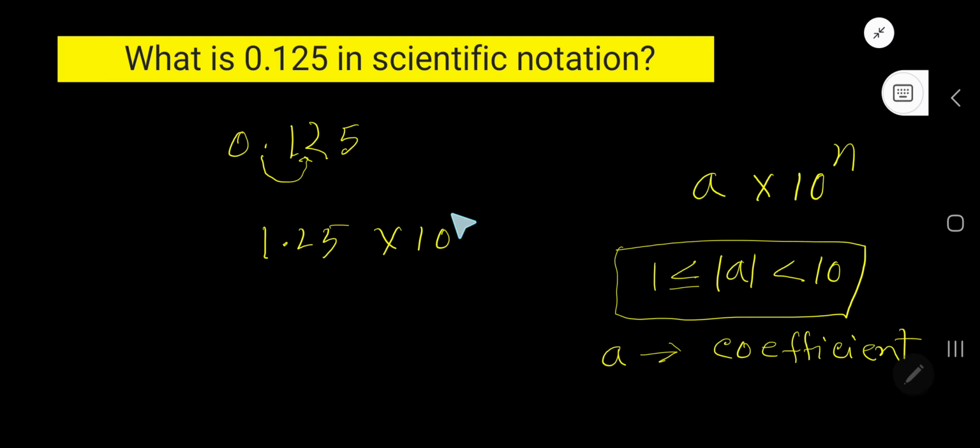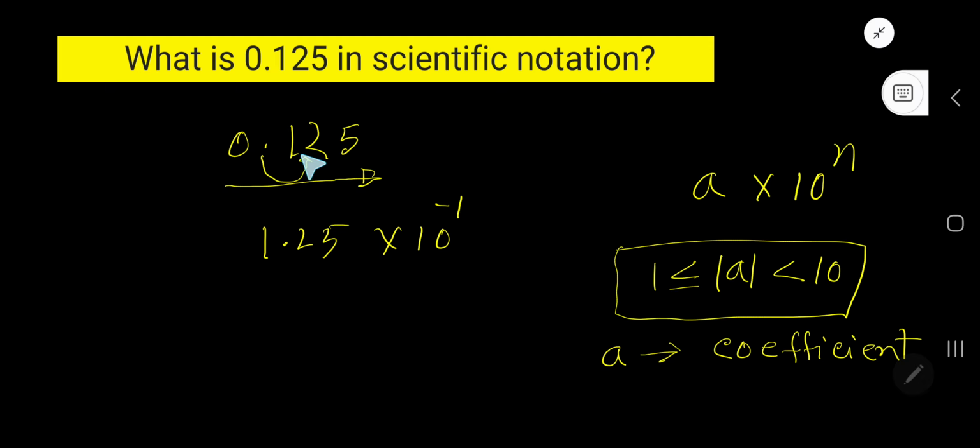Here, what will the value of n be? We have moved the decimal point 1 place, so the power will be 1, and the sign of this exponent will be negative because we are moving the decimal from left to right.